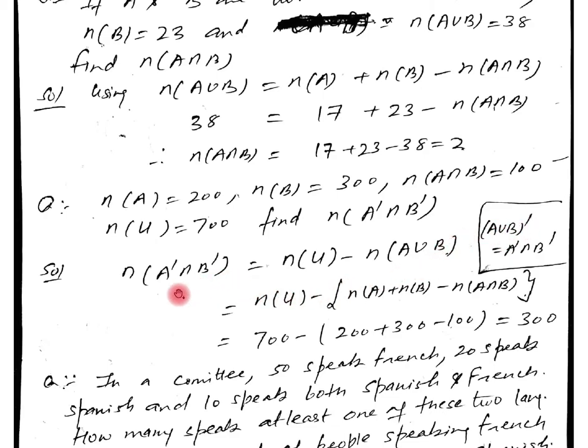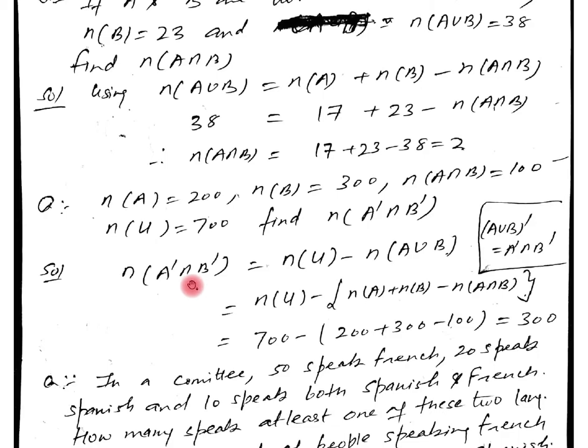Now here, how to do it? We have to find out the number of A dash intersection B dash. In the previous result we also wrote that A dash intersection B dash means elements neither in A nor in B, because the number of the universal set is given as 700. It means there are some elements which are neither in A nor in B. Then always the number of elements in the universal set is given.